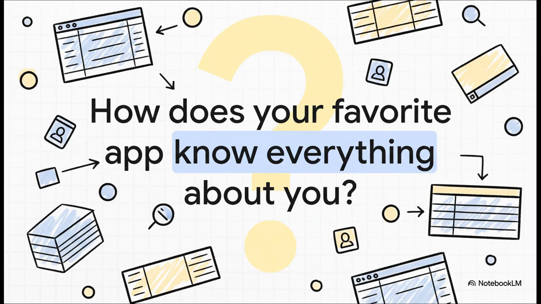I mean, really think about it. How does your favorite app know your shopping history, your friend list, your saved posts, and then serve it all up to you instantly? This ability for a computer to just answer any question you throw at it, it feels like magic, right? Well, it wasn't always this easy, not even close.